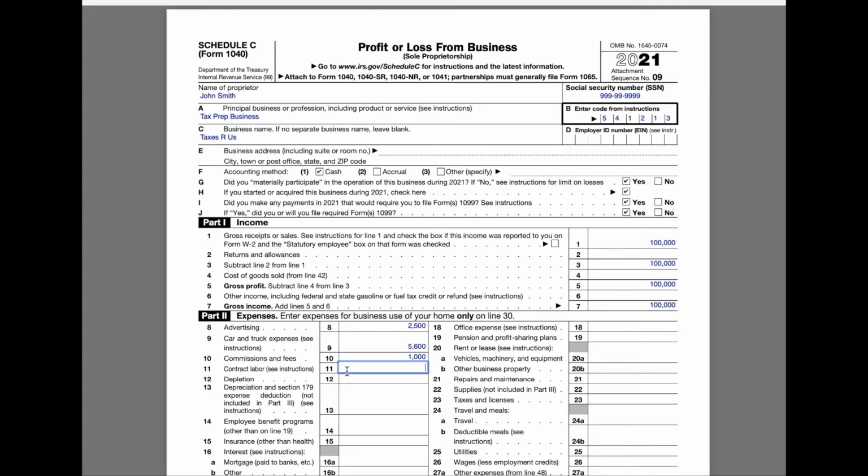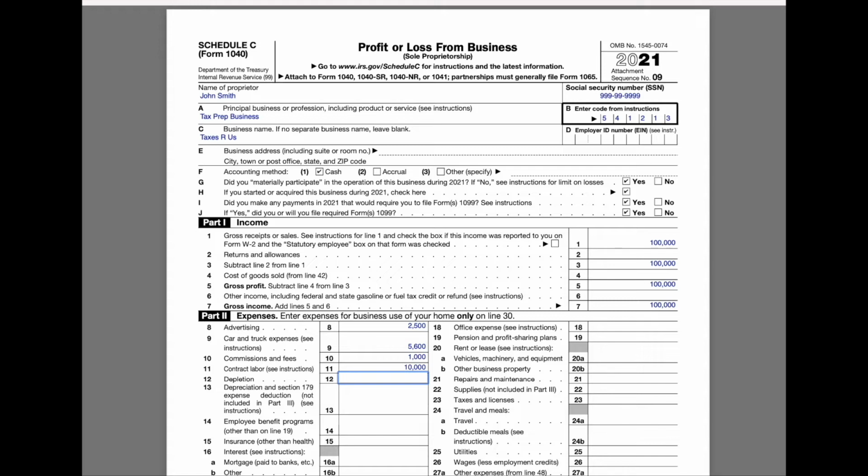Line 11, contract labor. Contract labor includes payments to people who are not your employees, such as subcontractors. Remember those 1099s that we said we were going to issue? They go here. Depletion is fairly uncommon, but if you have it, you would go ahead and enter it here.